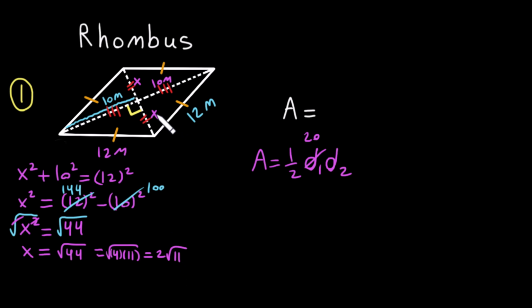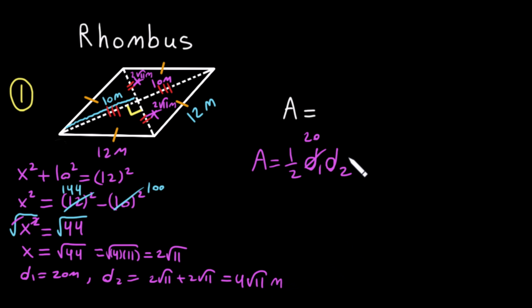So we found this x as 2 square root of 11 meters. So the first diagonal, D1, is 20 meters. The second diagonal, which is from here to there, is 2 square root of 11 plus 2 square root of 11, so it will be 4 square root of 11 meters. So we found this one as 4 square root of 11.